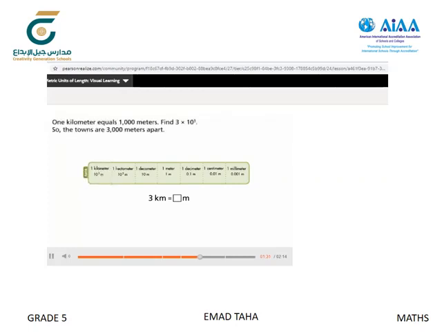1 kilometer equals 1,000 meters. Find 3 times 10 to the third power. So the towns are 3,000 meters apart. The distance between a kitchen and living room is 1,200 centimeters. How many meters apart are they?